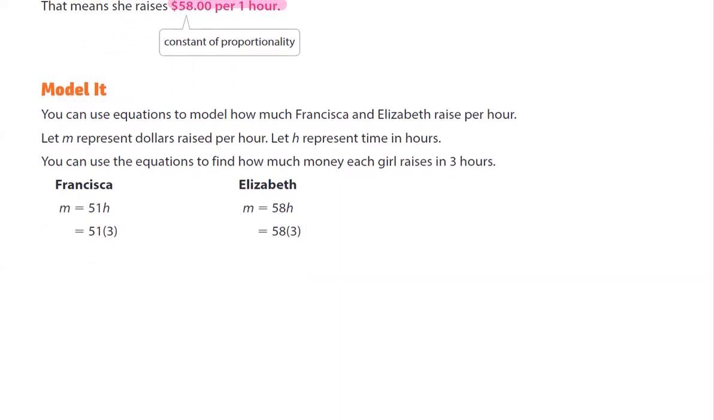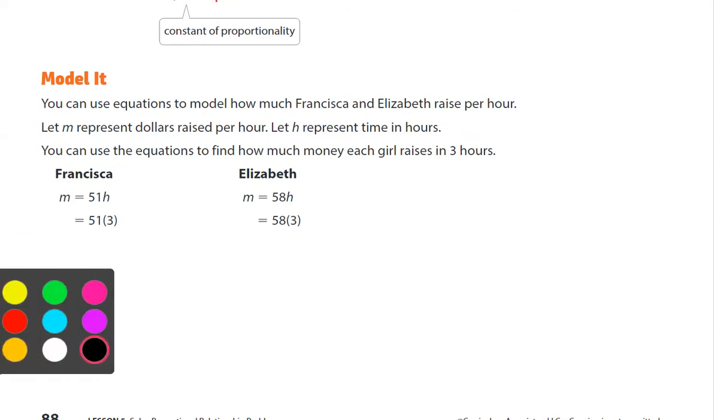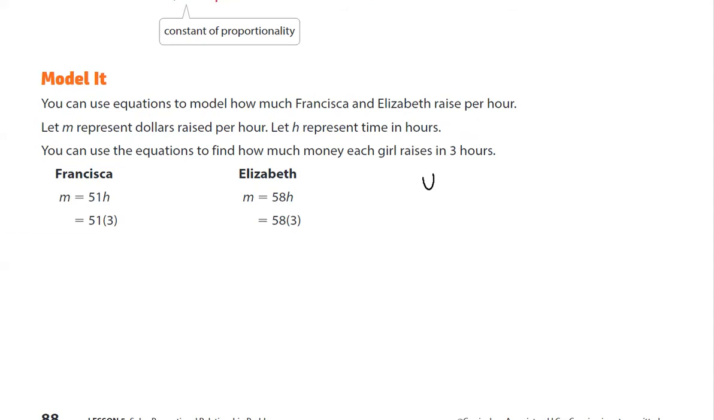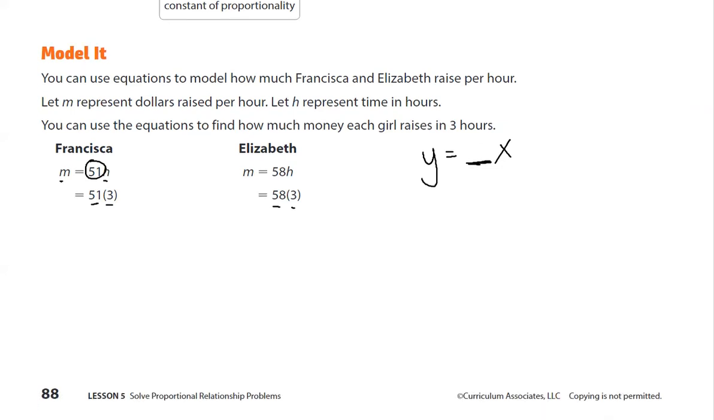However, if you recall from previous lessons, we also have the option to write it out with the formula y equals the constant of proportionality, so in Francisca's case, it's 51, times x. They've changed it. Instead of using x and y, they're using m for minutes, no, for miles or money, and h for hours. So all they really did here was constant of proportionality times the hours, and they plugged the hours in. So you can use an equation for it as well.